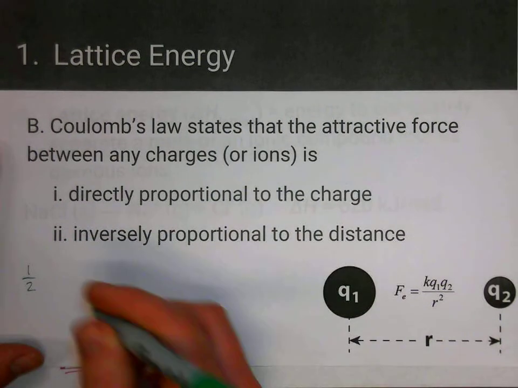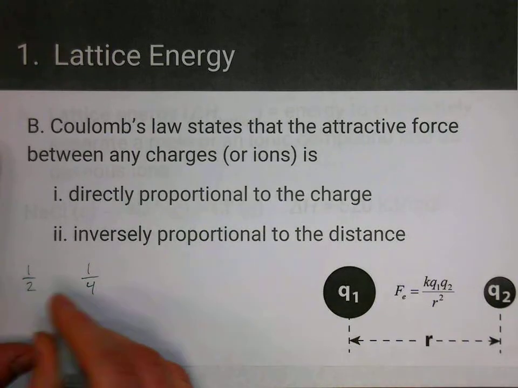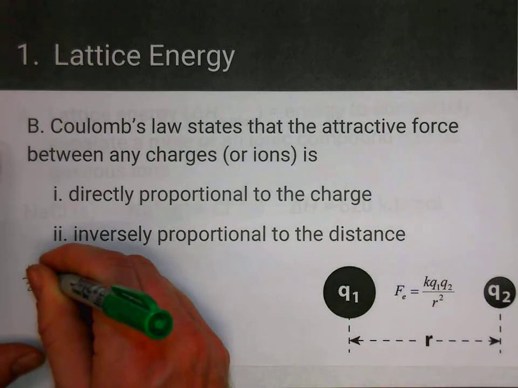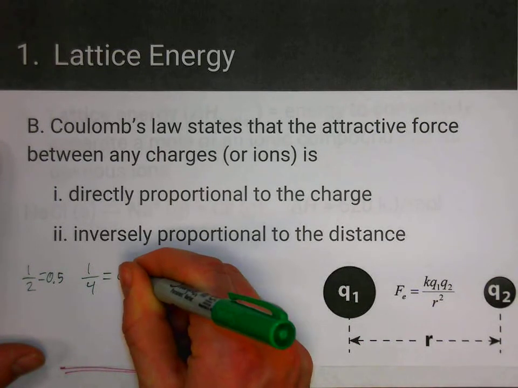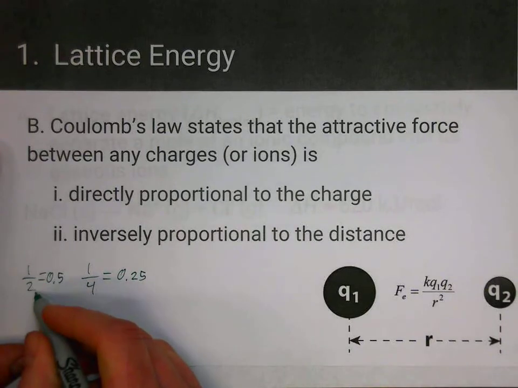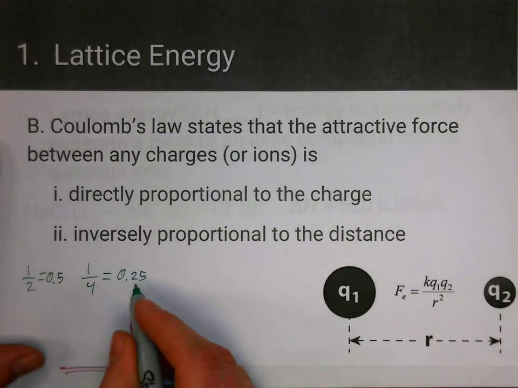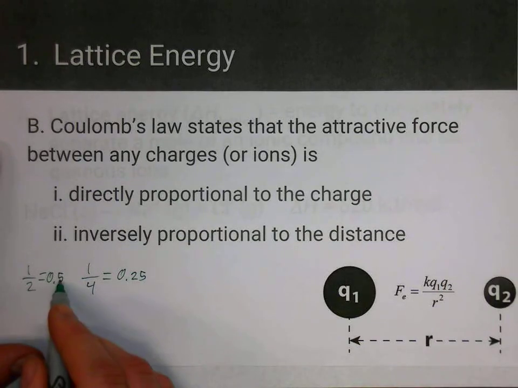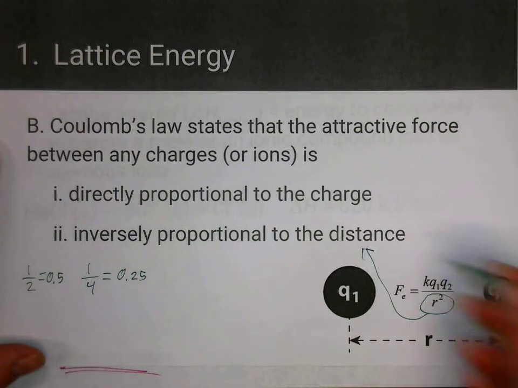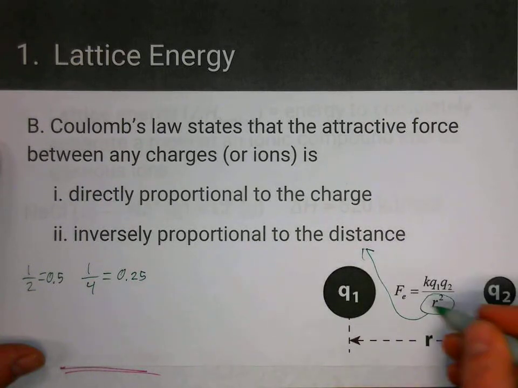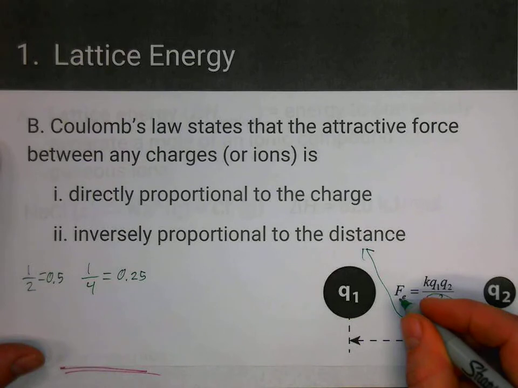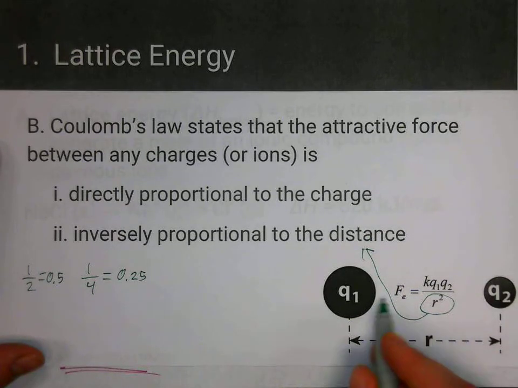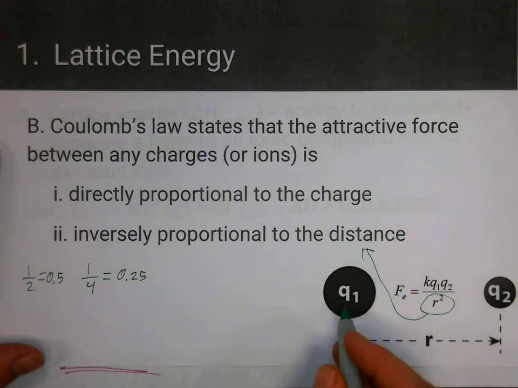So let's say we had a simple fraction here, like 1 over 2, and then let's say I have 1 over 4. Now, when the number on the bottom increases, we see that there's a change in the overall value. So 1 over 2 is 0.5, 1 over 4 is 0.25. So the number is getting smaller. Therefore, we see here that for the distance, the larger that number gets, the smaller the force gets between the two charges.